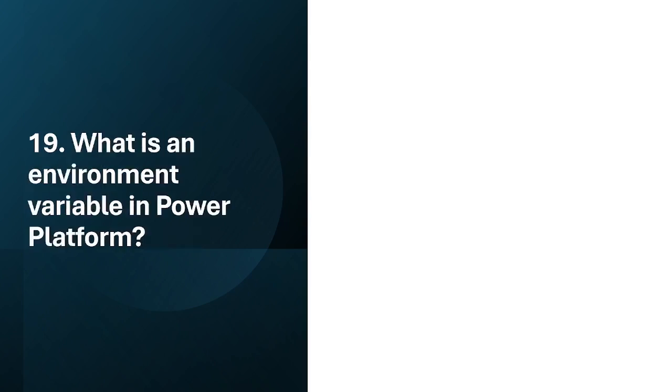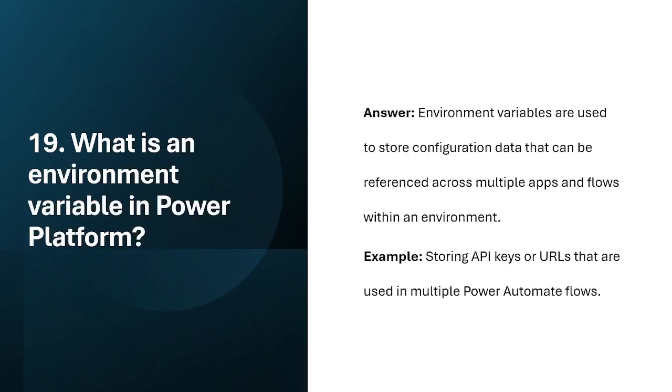The next question is, what is an environment variable in Power Platform? Environment variables are used to store configuration data that can be referenced across multiple apps and flows within an environment. For example, storing API keys or URLs that are used in multiple Power Automate flows.